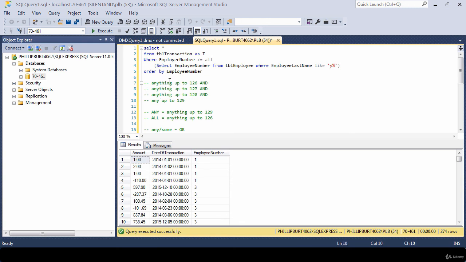So what all does is tighten the conditions. It's got to fulfill every single one of them. So that's the equivalent of an and. Whereas any does the loosest of the conditions. So if I run this with an any clause, is less than any of the following, and go right to the bottom, you'll see that it goes all the way up to 129. Whereas if I change this with an all, then you'll see that it only goes up to 126. So that is any, also known as some, and all.